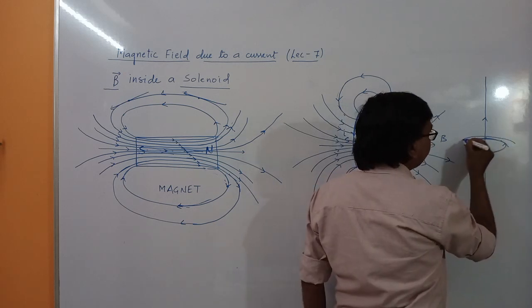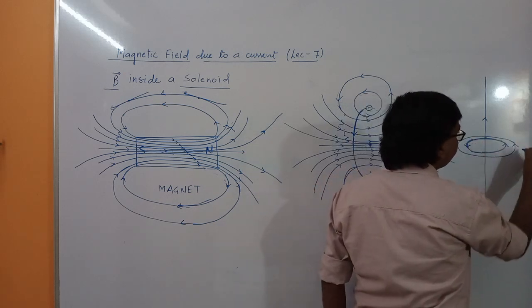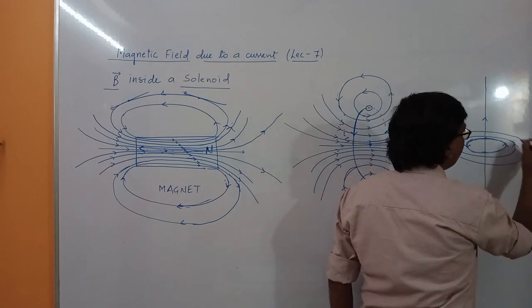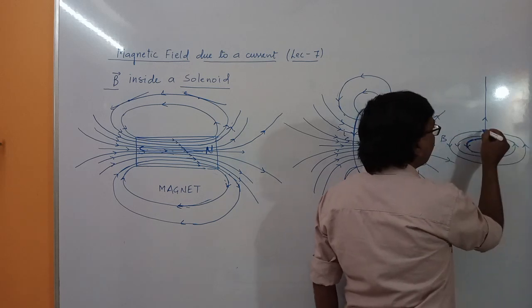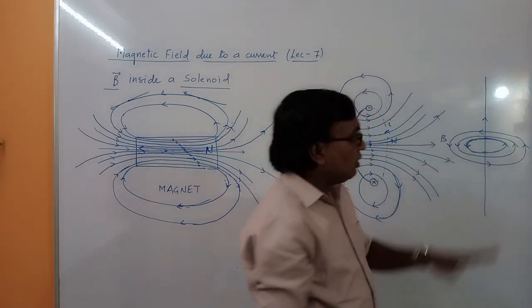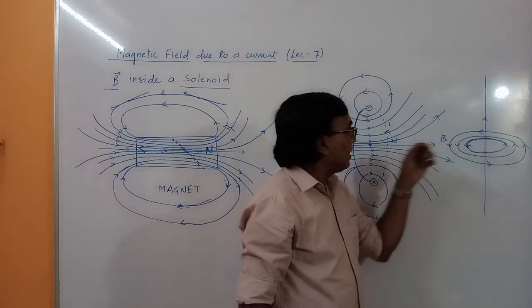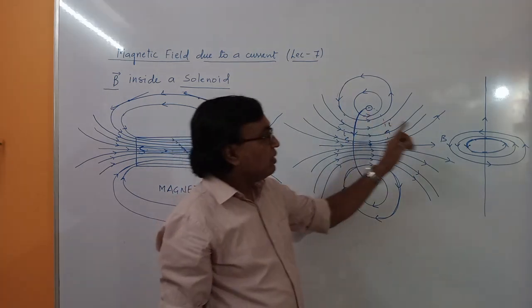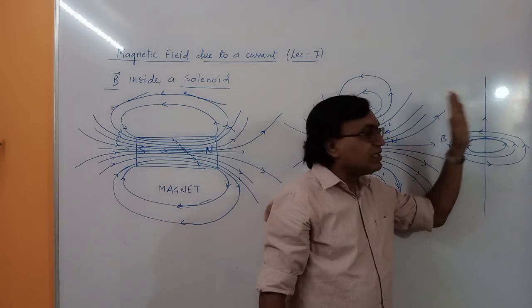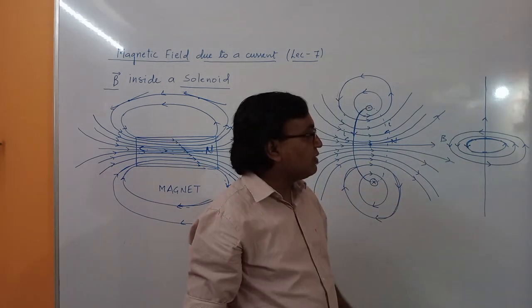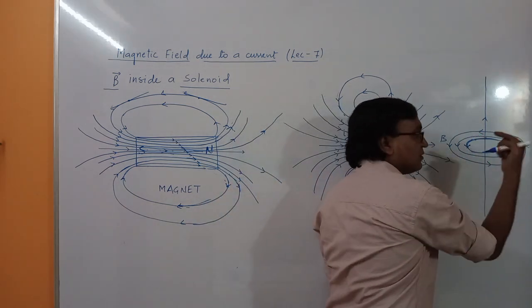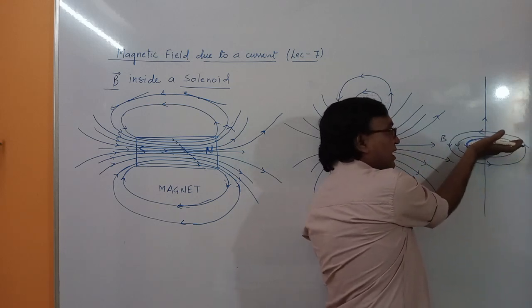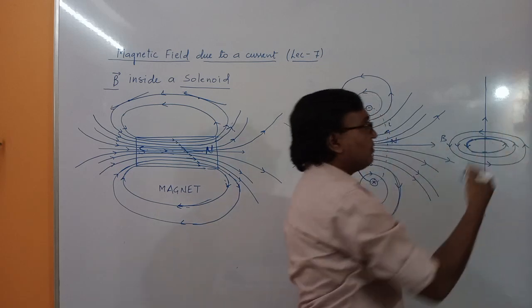Then similarly here, concentric loops. This is the direction. If you take one more loop, this will be the direction. This loop which we have drawn is perpendicular to the plane of the board. Now a straight conductor is lying inside the board. Then the magnetic field lines will be in the plane perpendicular to this board. So these are the magnetic field lines.